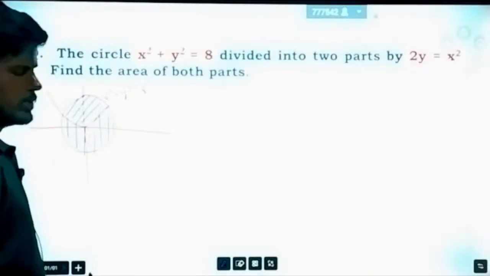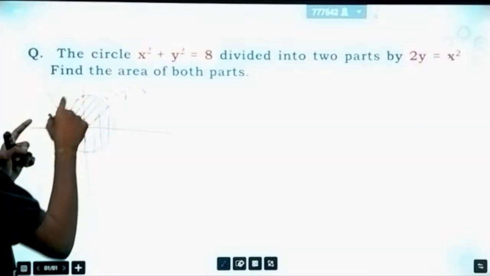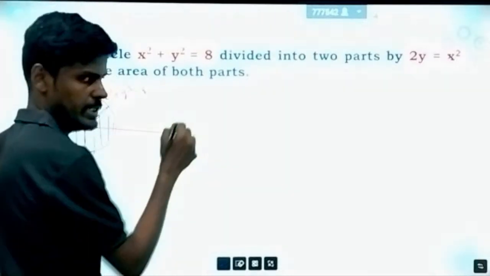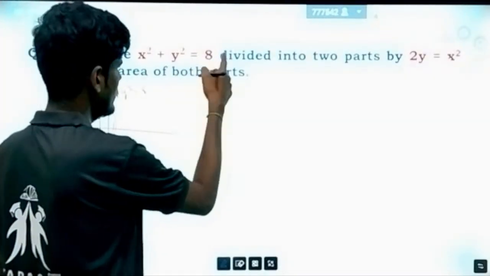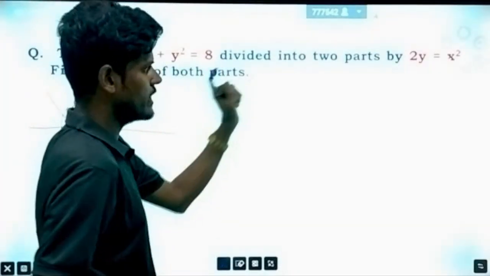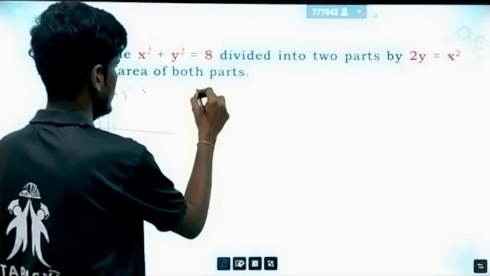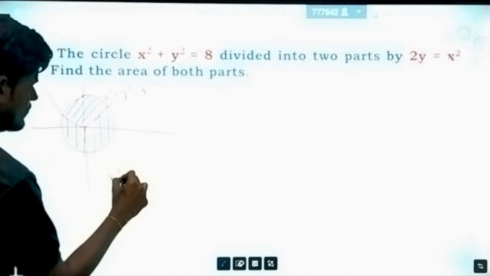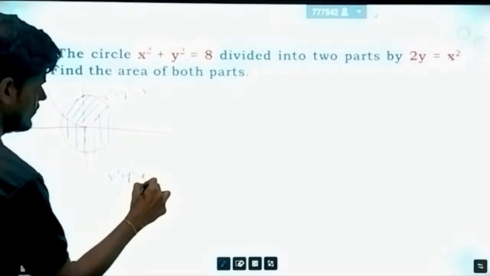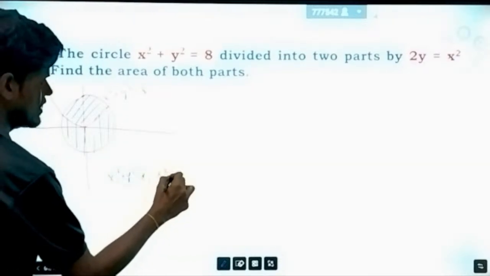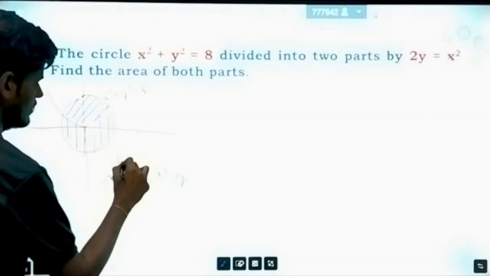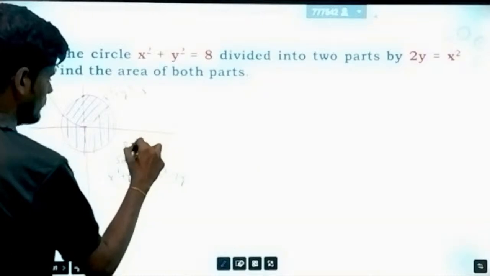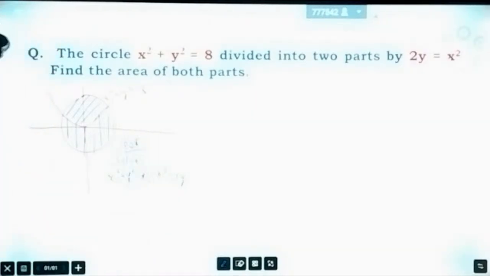Now how to find the value of A1 and A2? First, by observation, we have to find the points of intersection. For finding points of intersection, equate these two curves, x square plus y square equal to 8 and x square is equal to 2y. Solve both for finding the point of intersection.